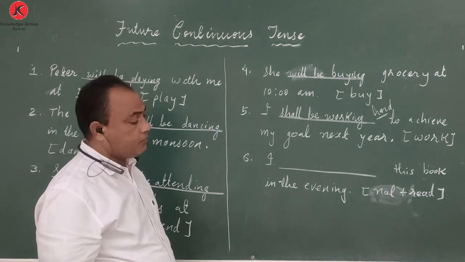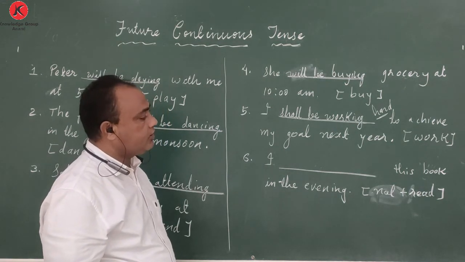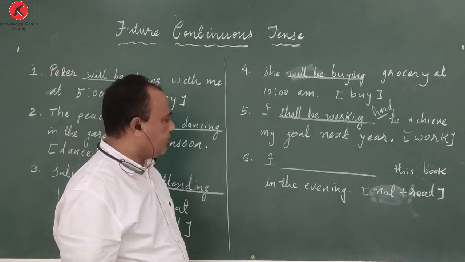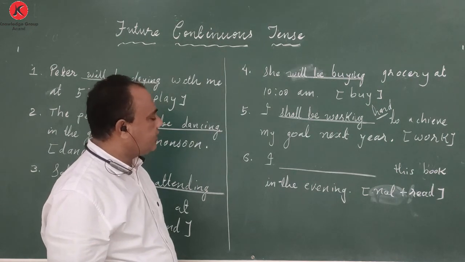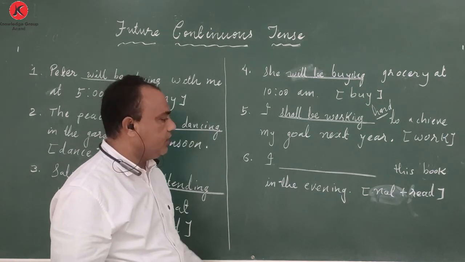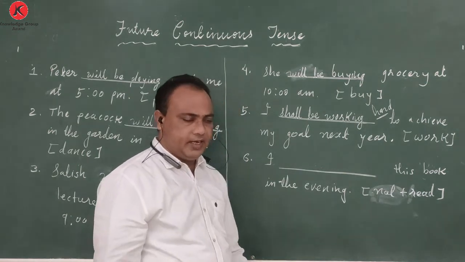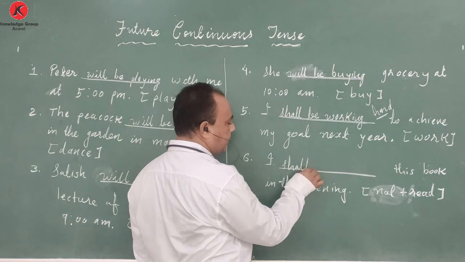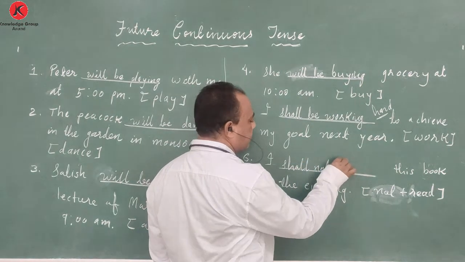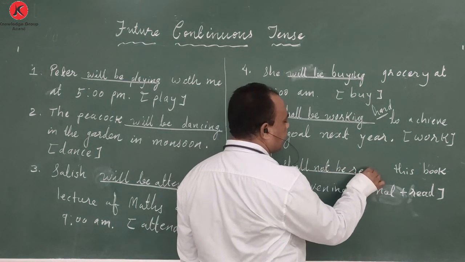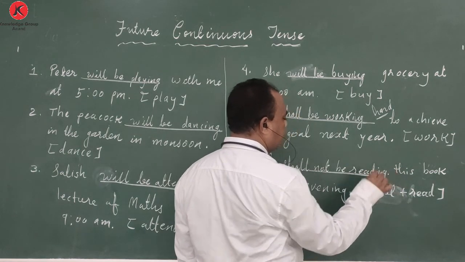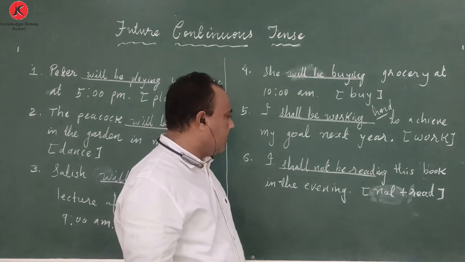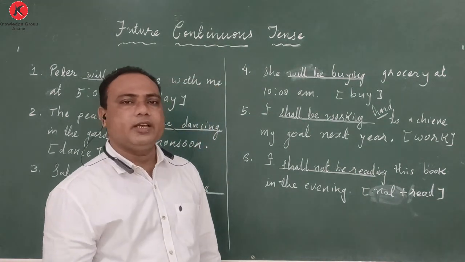Sometimes, we are humans, so we tend to make mistakes. This word hard was forgotten by me. So bear with me for this type of thing. I dash this book in the evening. Here, not plus be, a negative sentence. So here, I shall not be reading this book in the evening. I shall not be reading this book in the evening.